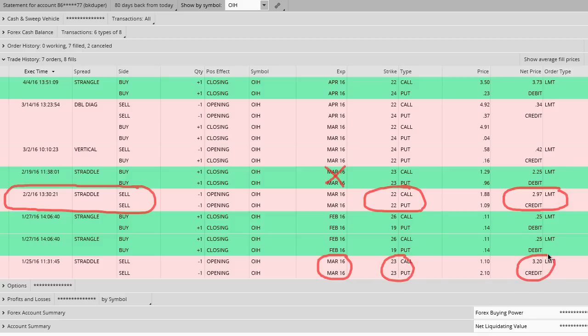We sold that one for a $320 credit and then bought it back for $220. So that one was profitable. We're not factoring that in here. Those were two separate trades, but I just want to show you there is another March trade on here. We're just not factoring it in.